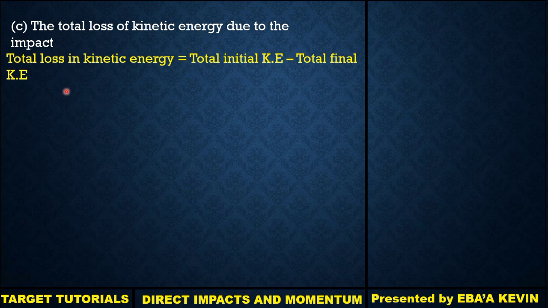The total initial kinetic energy is the sum of the kinetic energies before impact, that is, the kinetic energy of sphere A before impact plus the kinetic energy of sphere B before impact. Here 4 feet is the speed of sphere A before the impact, and 0 is the speed of sphere B before the impact, since sphere B was initially at rest. We obtain the total initial kinetic energy to be equal to 16 joules.